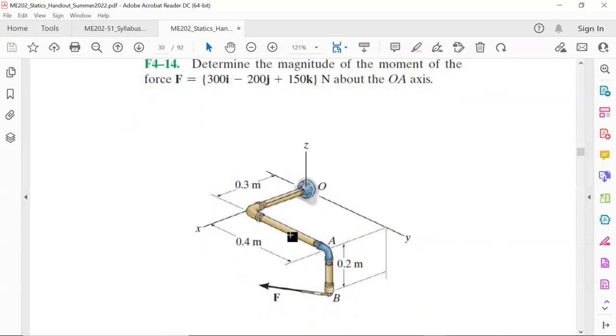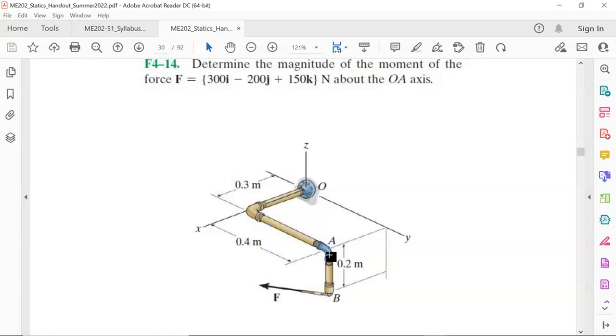For that, we use the triple scalar product. Axis OA is a non-standard axis. It's not either X, Y, or Z. So we need to determine the unit vector along the axis of interest, which is OA. We will find that by first determining the position vector between O and A and dividing the position vector by its magnitude to get the unit vector.